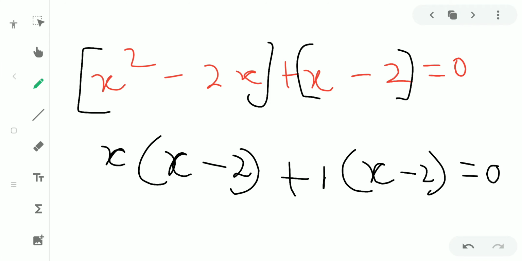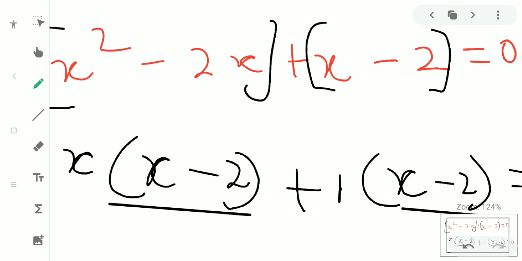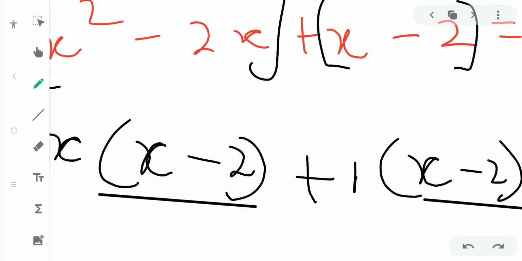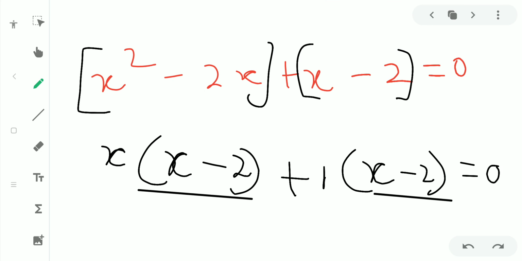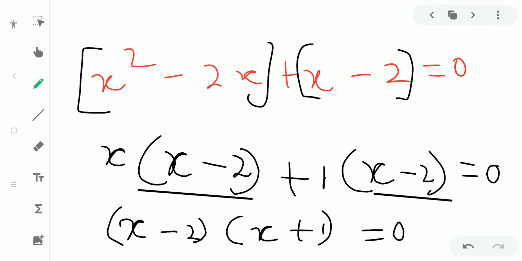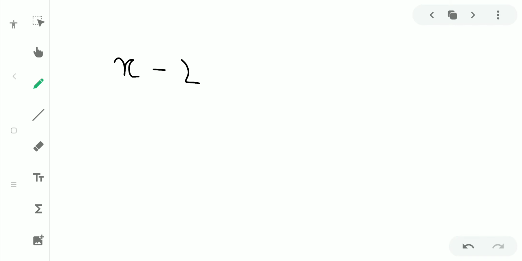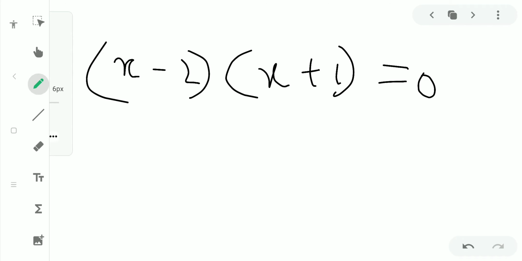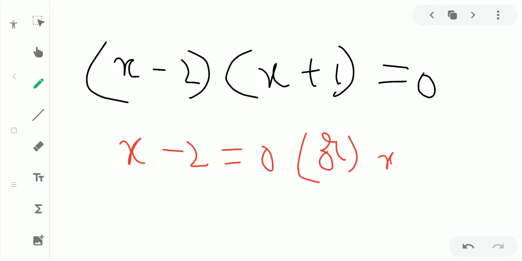So now here we can take x minus 2 common. On taking x minus 2 common, we will have x plus 1 remaining, which is equal to 0. Now x minus 2 times x plus 1 is equal to 0. Here we should write x minus 2 is equal to 0 or x plus 1 is equal to 0.